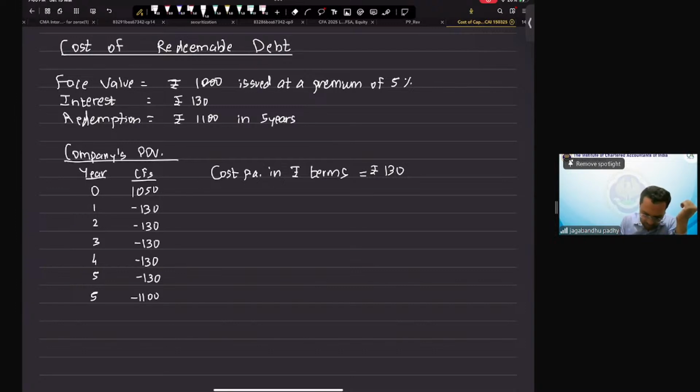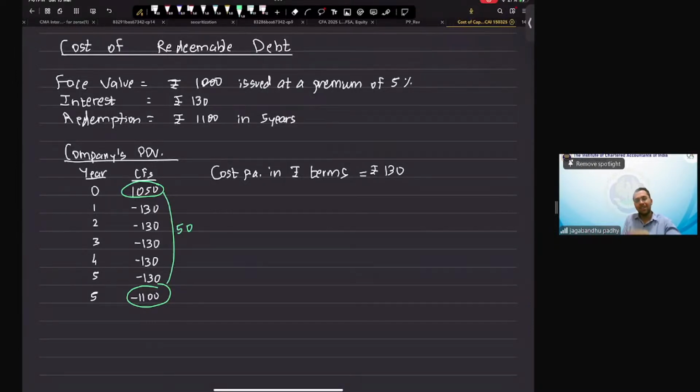Do we have a premium? Yes, of course. Just have a look at it. You're getting 1050 and you're actually paying out 1100, right? So are you paying anything extra over and above what you have received? Yes. How much extra are you paying over and above what you have received?